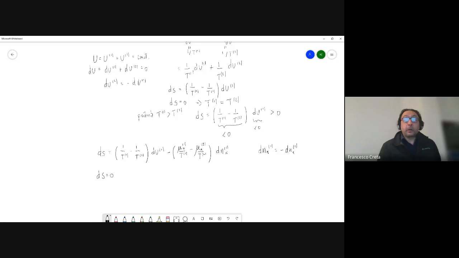We can do the same kind of reasoning that we did for the temperatures. Suppose that T1 and T2 are the same. So the temperatures are in equilibrium. We can rewrite ds as essentially, we take the T1 out, and we have the differences here of chemical potentials between 1 and 2.